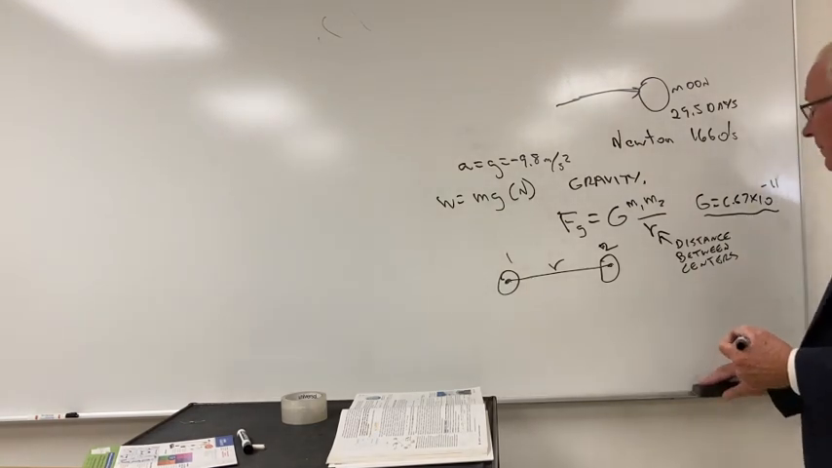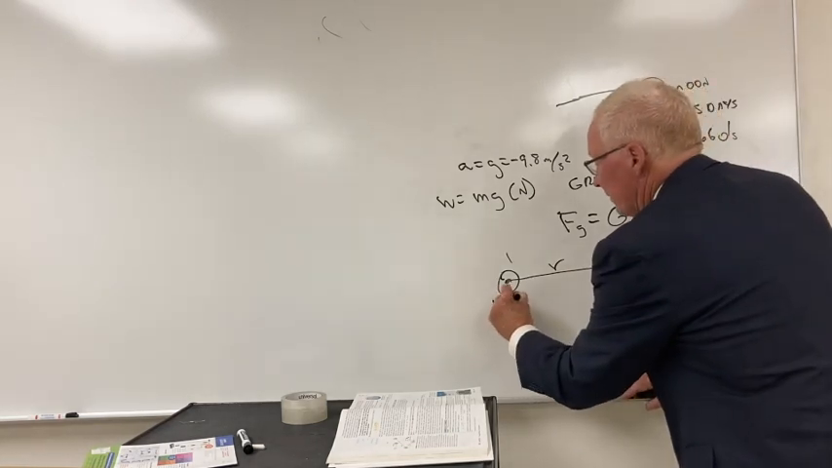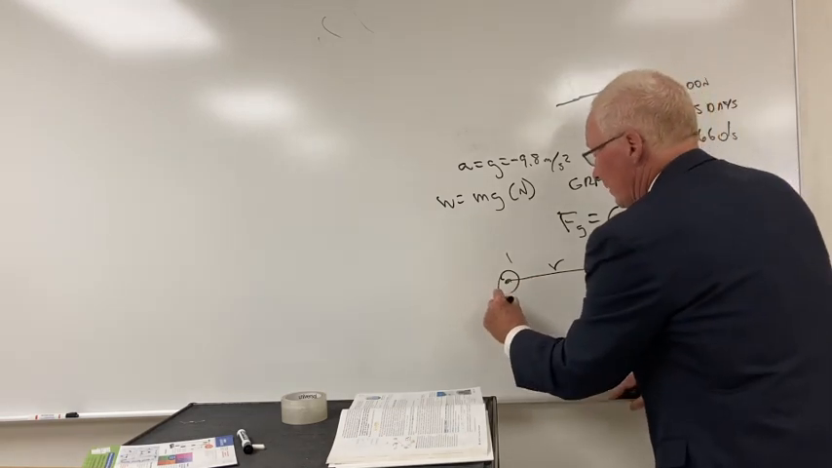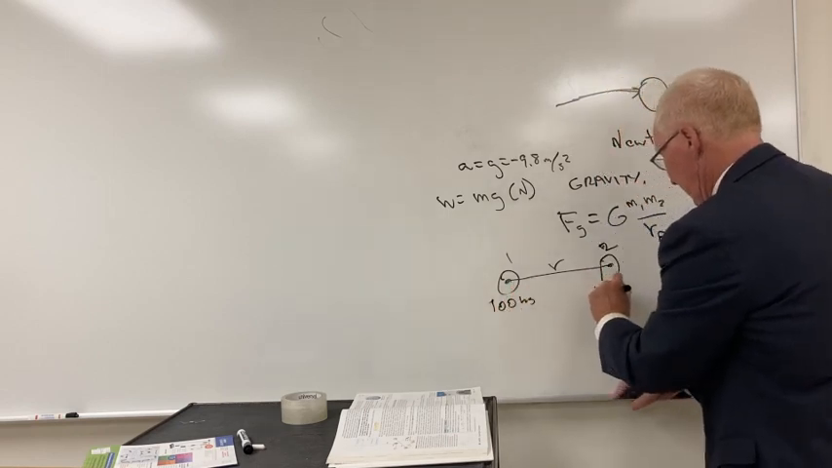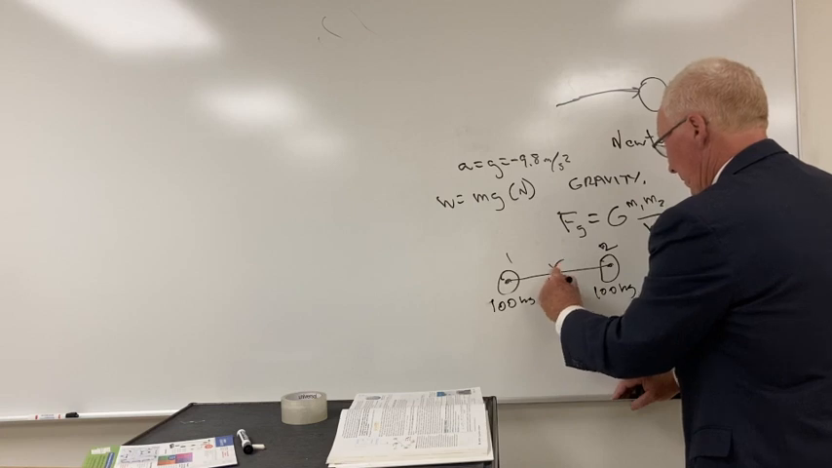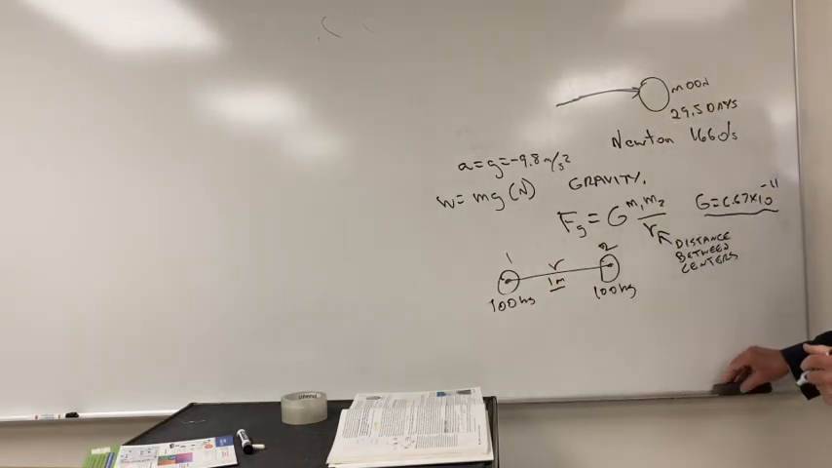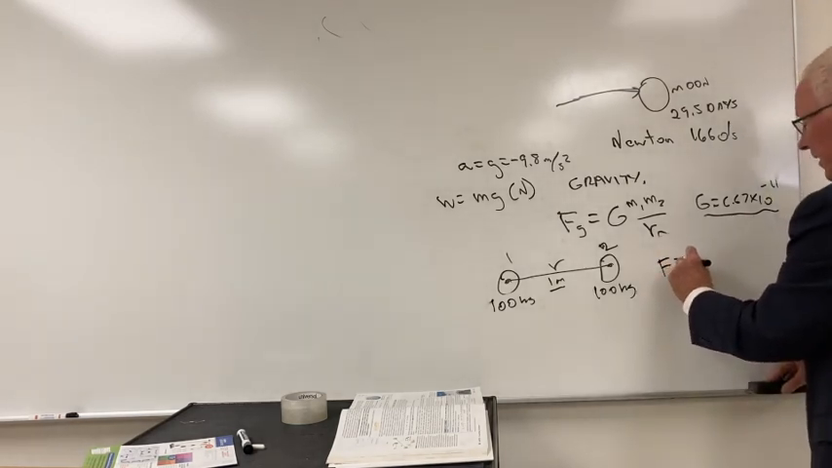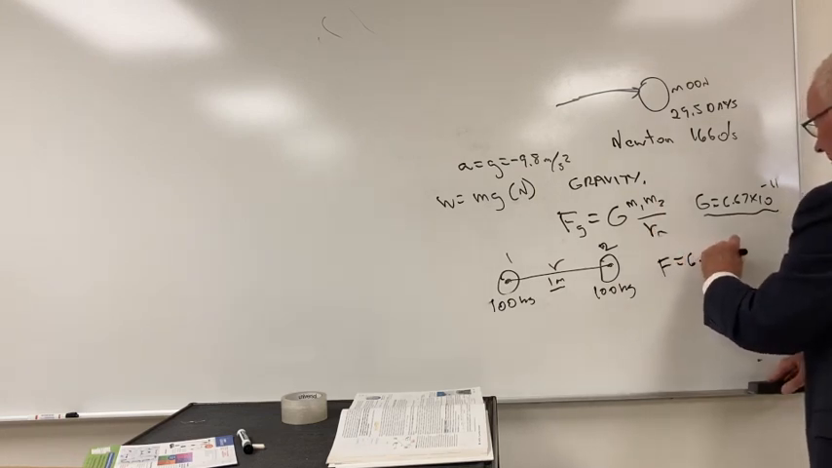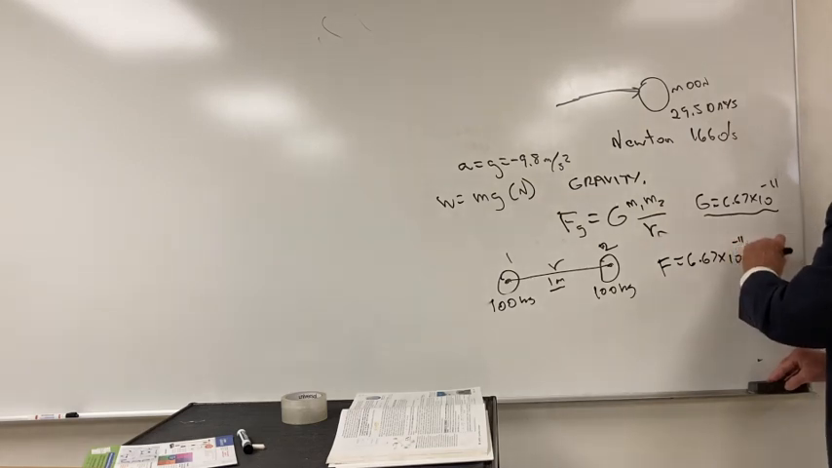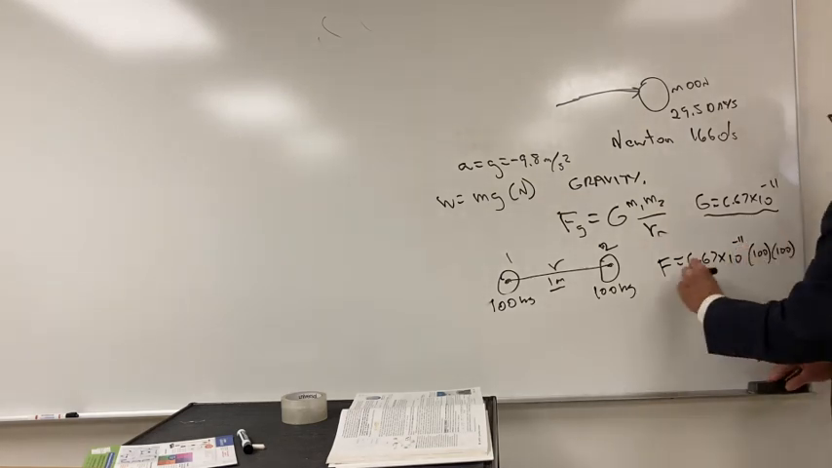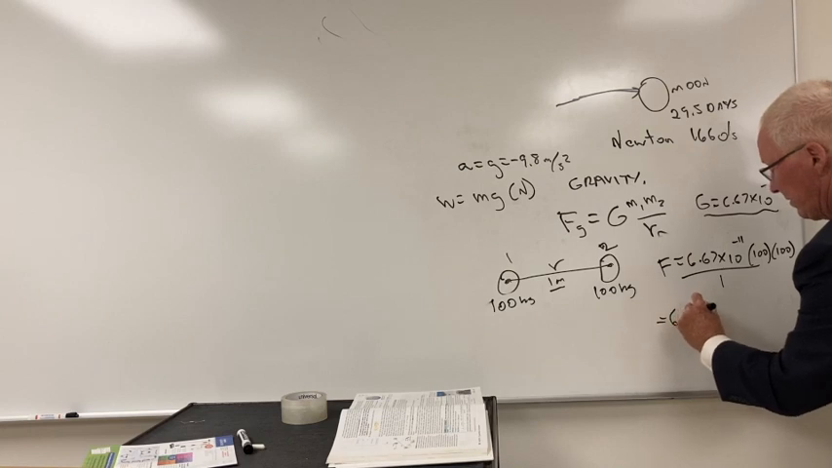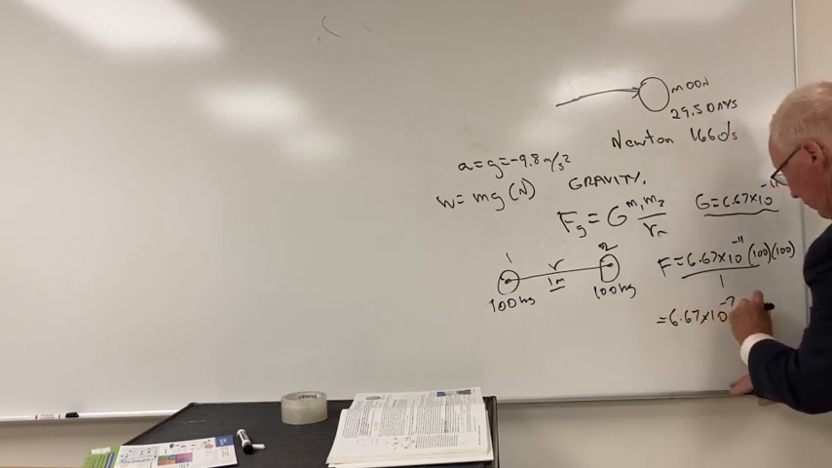Say we have two people. One is 100 kilograms, the other is 100 kilograms, and say they are 1 meter apart. Then the force of gravity between them will be this constant G, which is 6.67 times 10 to the minus 11, times 100 times 100, over 1, which is 6.67 times 10 to the minus 7 newtons.